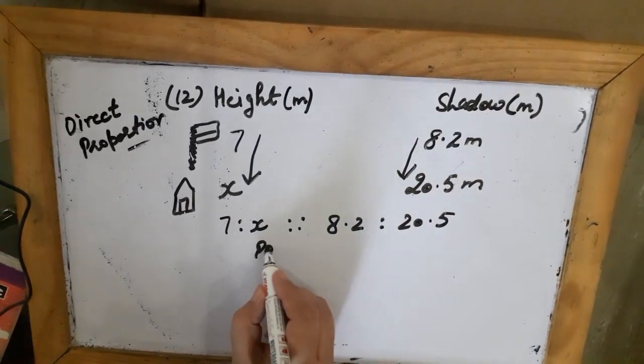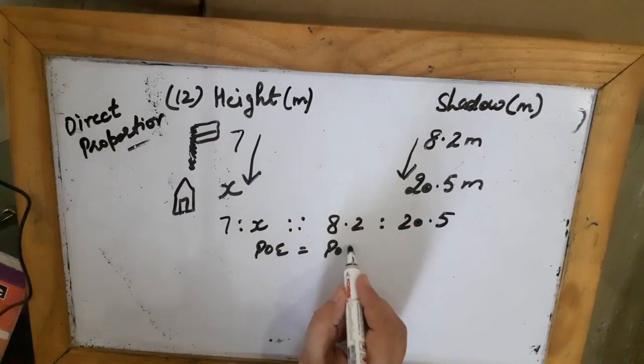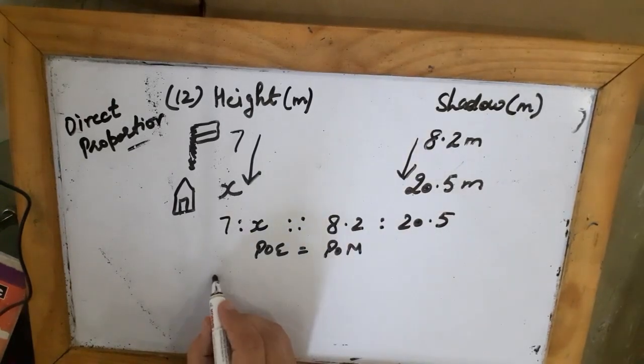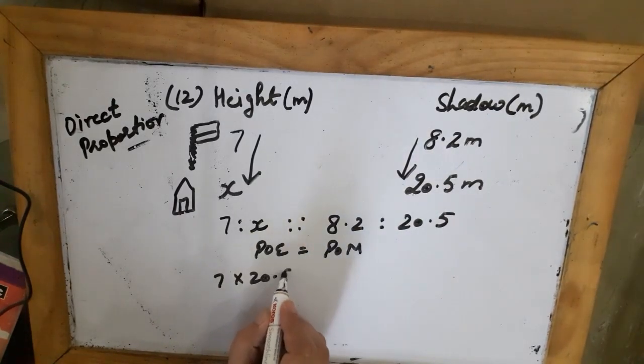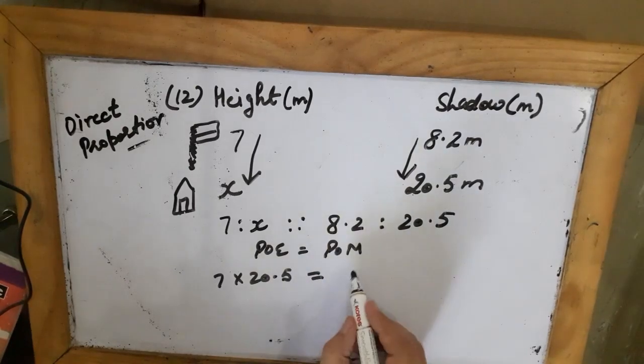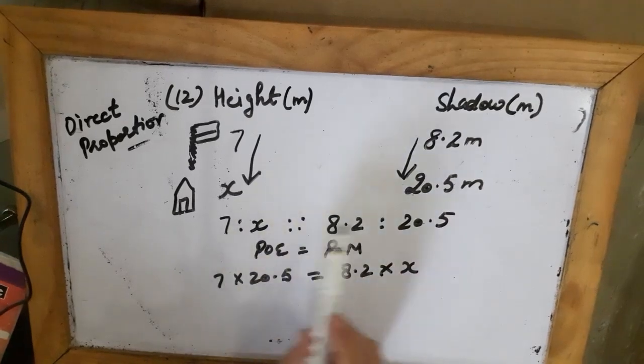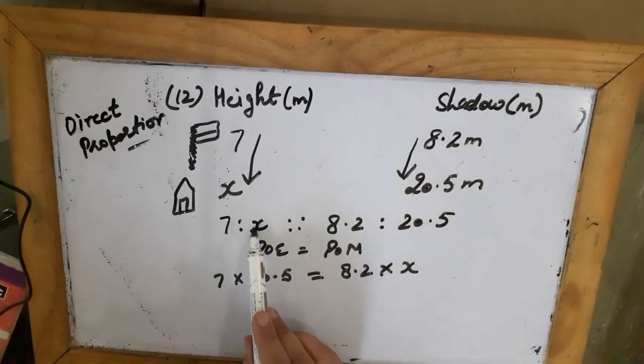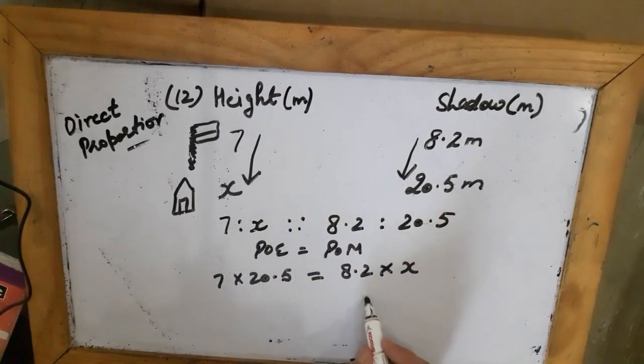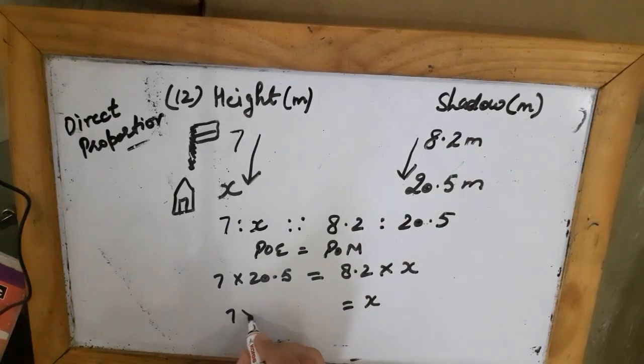So product of extremes is equal to product of means. So 7 into 20.5 is equal to 8.2 into x. So extreme terms, product of extreme terms and product of mean terms. So x will be 7 into 20.5 divided by 8.2.